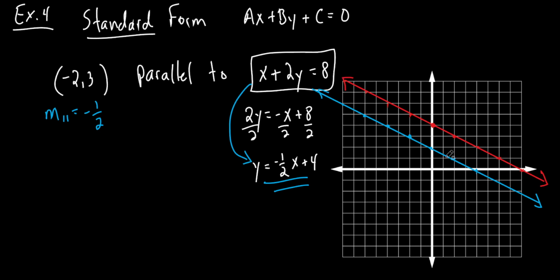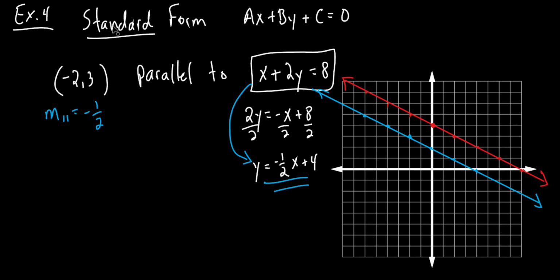Everybody see that? Now, what am I trying to do? What are they asking me to do? They're asking me to find the equation of that blue line. That's what they're trying to get you to do. I want to find the equation of that blue line. Now, we're going to eventually put it in standard form, but for right now, we could put it into slope-intercept form and then put it in standard form.